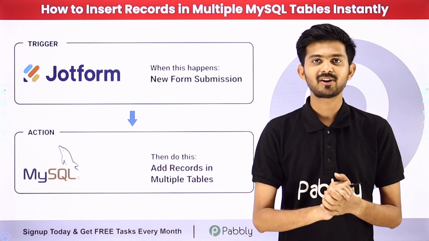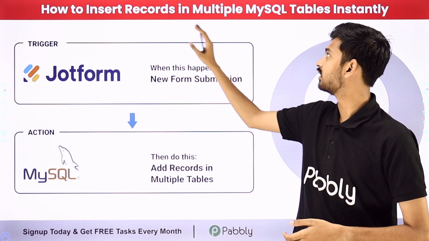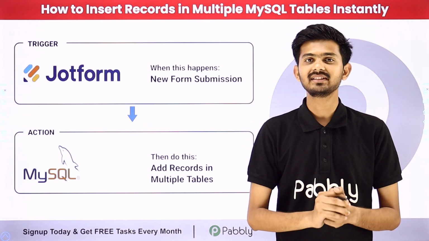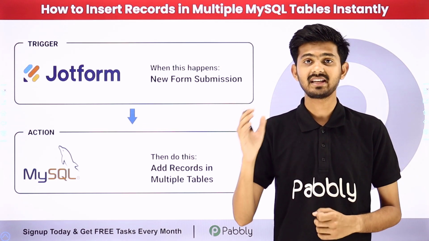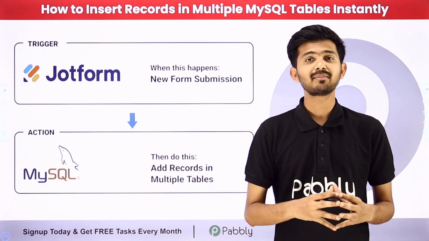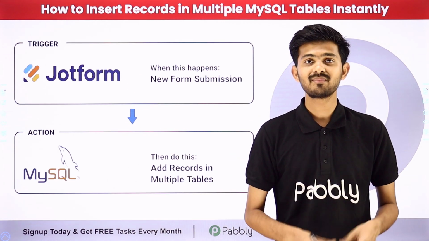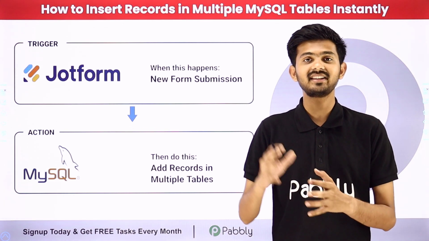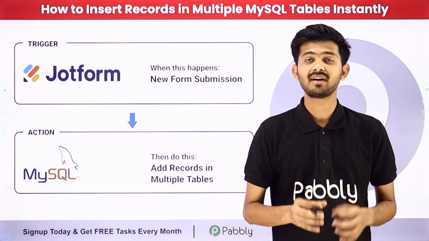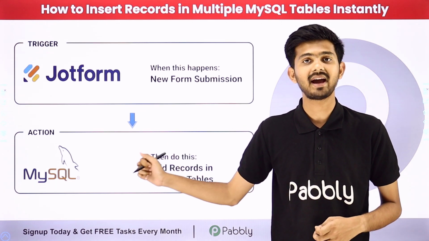Hello everyone, today our topic is how to insert records in multiple MySQL tables instantly. So here my objective is that whenever I receive data from any application, and here I have taken the example of Jotform, whenever I receive a new form submission on Jotform, I automatically capture the details of that form submission and retrieve the required details to add them as records in multiple tables in MySQL.